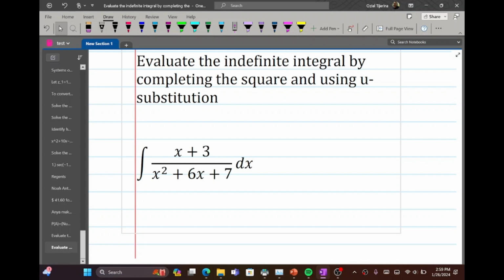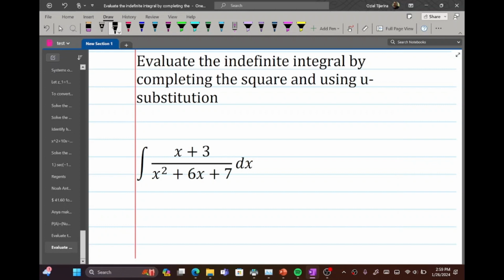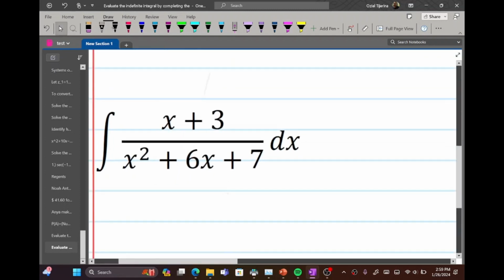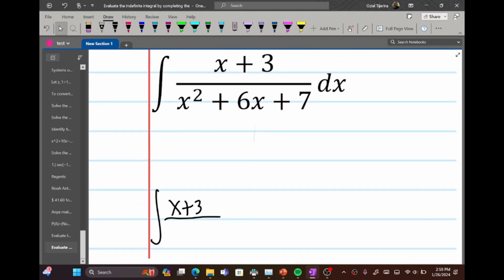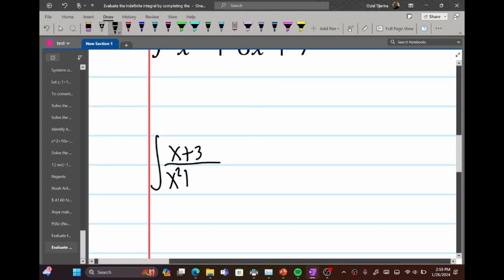But in this video, we are going to go ahead and do this problem. The reason I'm doing this problem is because I myself got a little bit stumped with this calculus problem. It says: evaluate the indefinite integral by completing the square using U-substitution. I went ahead and gave the method in which we're going to integrate this. So let me just write this down. The integral of x plus 3 over x squared plus 6x plus 7.